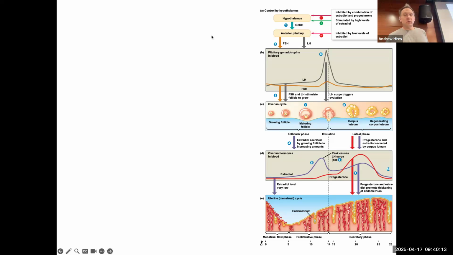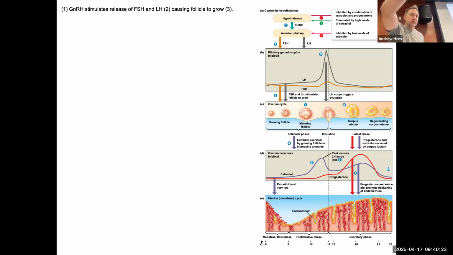So what are those hormones, and what are all the steps here? The first step is the release of gonadotropin-releasing hormone, coming from the hypothalamus. Gonadotropin-releasing hormone is going to promote the release of follicle-stimulating hormone and of luteinizing hormone. As you can see here, GnRH coming from the hypothalamus hits the anterior pituitary, and those two hormones are going to be released.